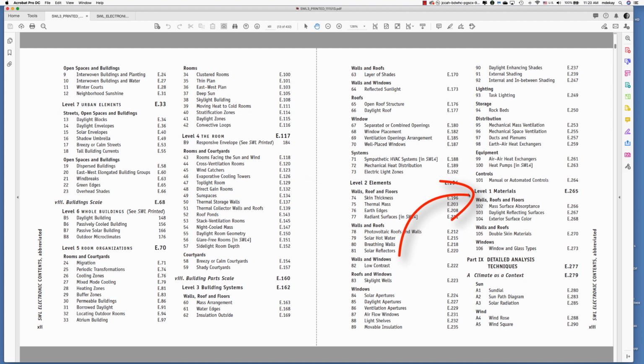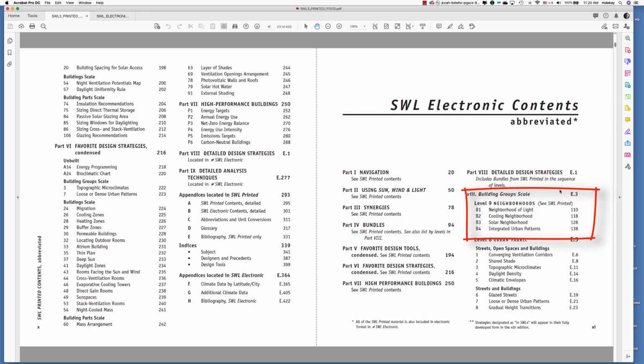So you might notice there's 3 categories of scales also. There's the scale of the building parts. That's levels 1 through 3. There's the scale of the buildings. That's 4, 5, and 6. And then there's the scale, back up again, of the building groups. That would be level 7, 8, and 9. So that follows the same kind of organization that we found in the second edition.